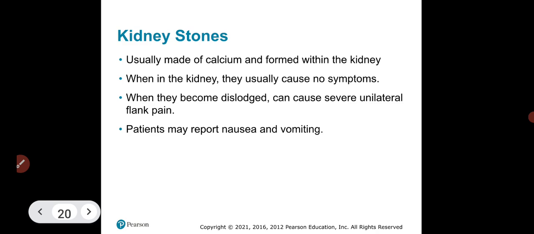Kidney stones, usually made of calcium and formed within the kidney. When in the kidney, they usually cause no symptoms. When they become dislodged, can cause severe unilateral flank pain. Patients may report nausea and vomiting.